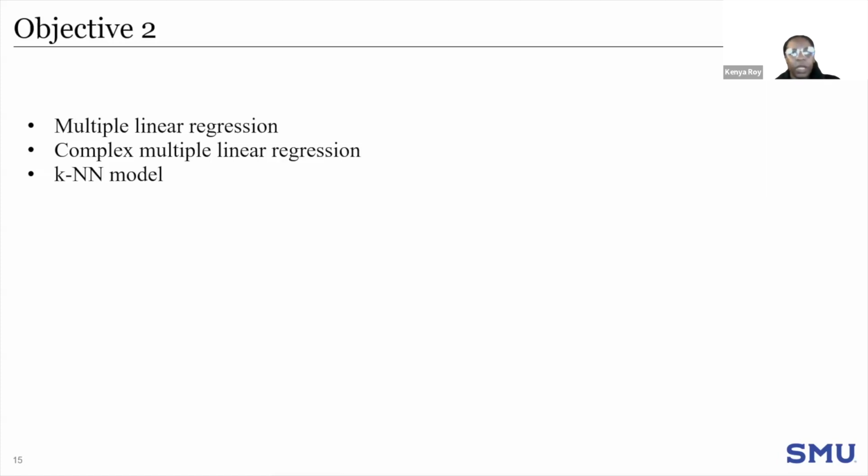And thanks to Amberly for starting us off with the EDA and going through objective 1. So now we're going to start with objective 2. I'm Kenya Roy, and I am ready to get the ball rolling. Along with the multiple linear regression that Amberly walked us through in objective 1, I went ahead and pulled together a complex version of the multiple linear regression and a KNN model. We'll walk through these models and then we'll compare them and see which one best fits the data set that we were given.